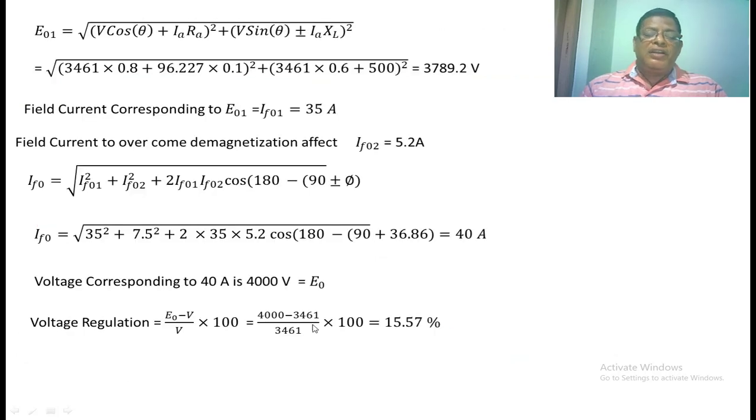Voltage regulation of the alternator equal to (E naught minus V) by V into 100. This is equal to (4000 minus 3461) by 3461. We are getting nearly 15.57%.